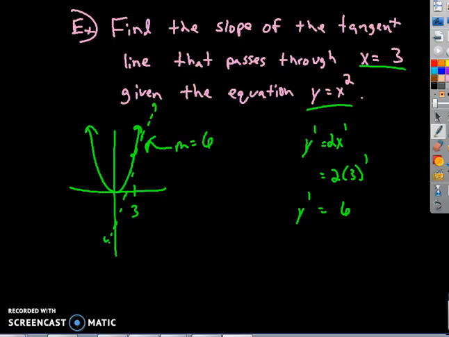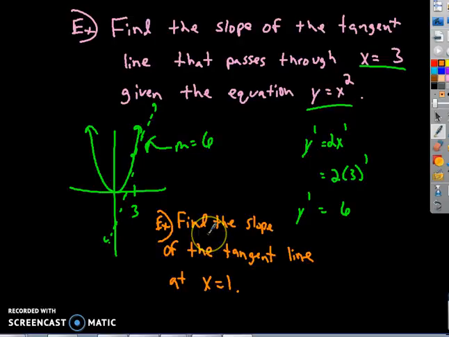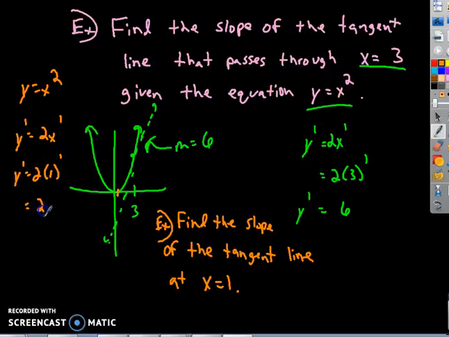All right, I'll give you a new example. The new example says find the slope of the tangent line at x equals 1, assuming you have the same equation. So 1 would probably be around here. If you want to find the slope of the tangent line there, you still take the derivative of it. If I have y equals x squared, the derivative of it would be 2x to the first. I'll plug in 1 for the x, so y prime equals 2 times 1 to the first, or just 2. So apparently the slope there would just be 2.